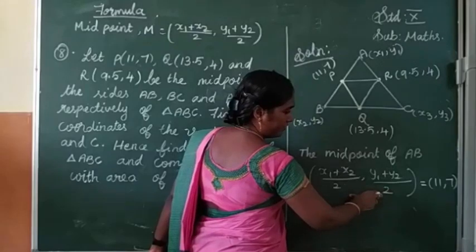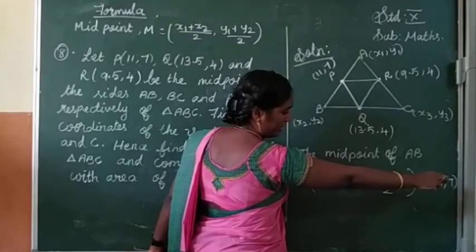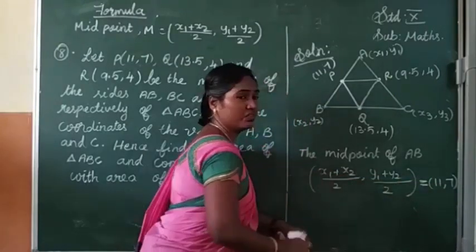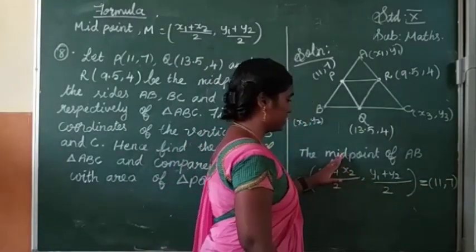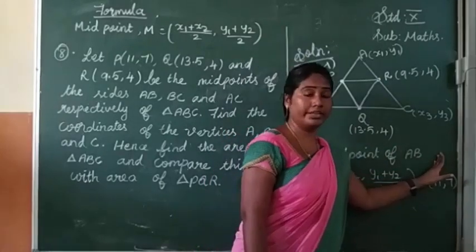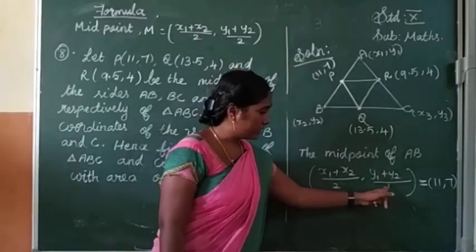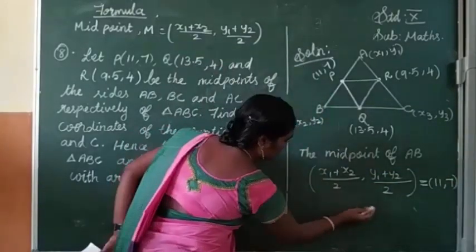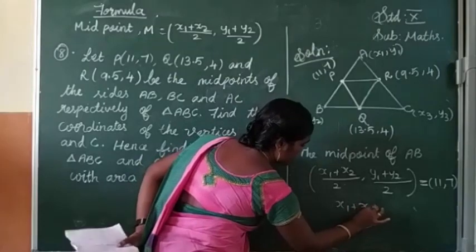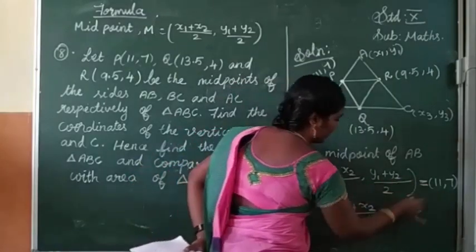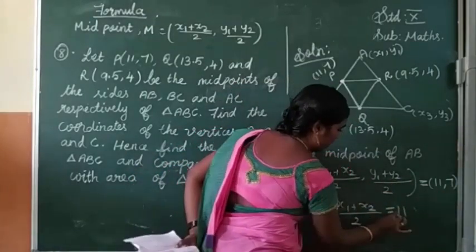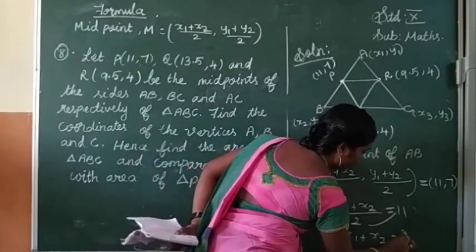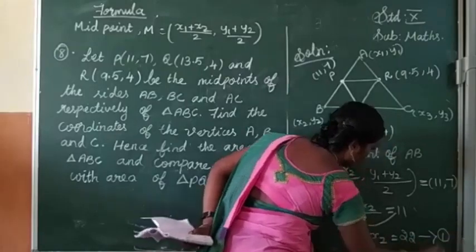Here one coordinate value, there one coordinate value is given. Each coordinate's value is placed across the equal symbol. That means here the first coordinate is equal to there the first coordinate, and here the second coordinate is equal to there the second coordinate. So just join and write (x1 plus x2) by 2. Here the first value is equal to there the first value, 11. Just cross multiply: x1 plus x2 is 11 twos are 22. Take this as equation number 1.